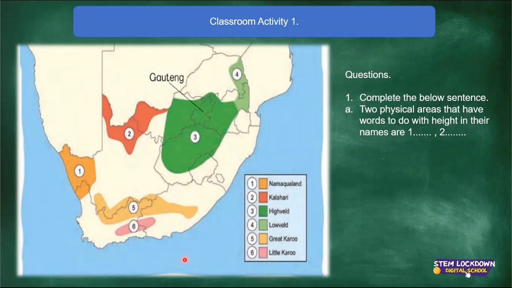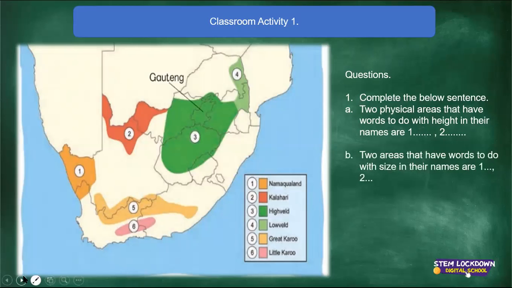Moving to number 2. Number A, the answer is Highveld and Lowveld. Their names have to do with their height. Number B: two areas that have words to do with size in their name.